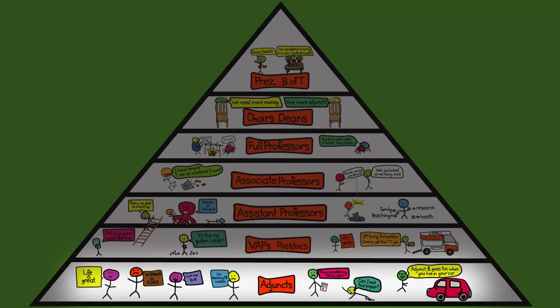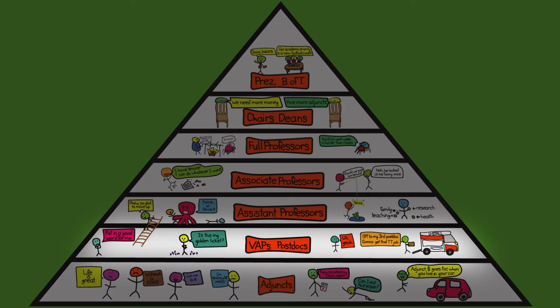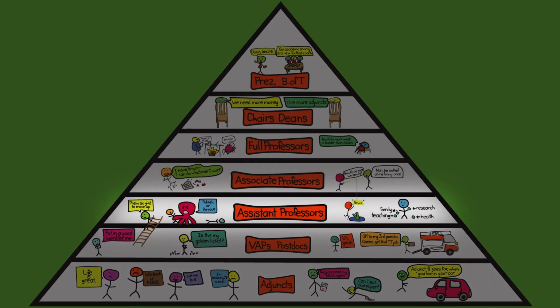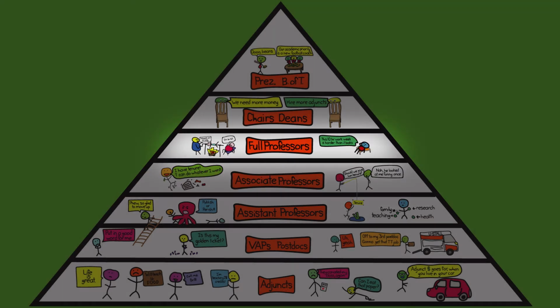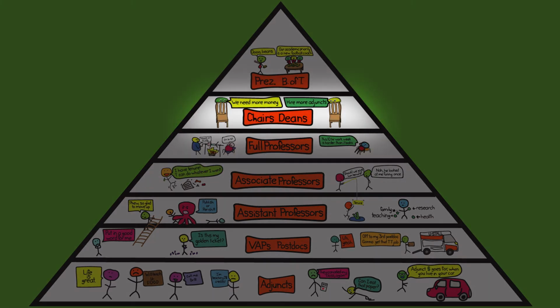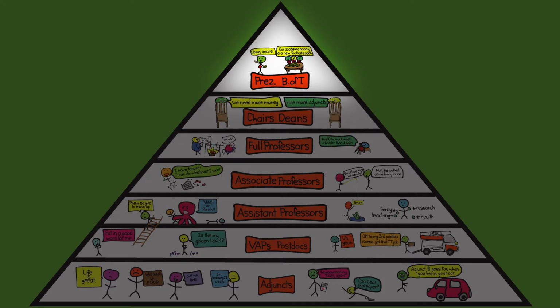At the bottom we have the dregs, the peons, the castoffs, also known as the adjuncts. Above this, in a slightly better position, are the postdocs, the visiting assistant professors, and teaching faculty who have a little more job security. Above that, we have the assistant professors. And above that, we have the associate professors. And above that, we have the full professors. And then above them, we have the chairs, the deans, the vice presidents. And at the tippy top, we have the president and the board of trustees.